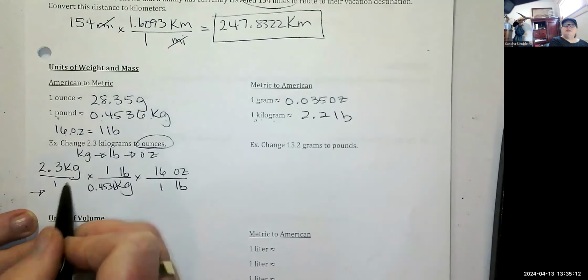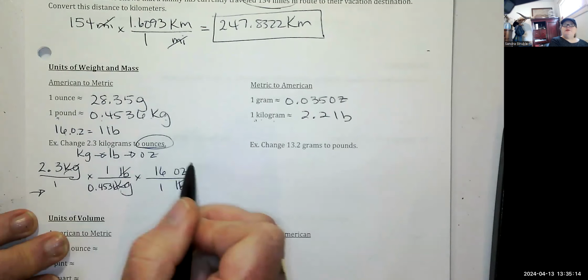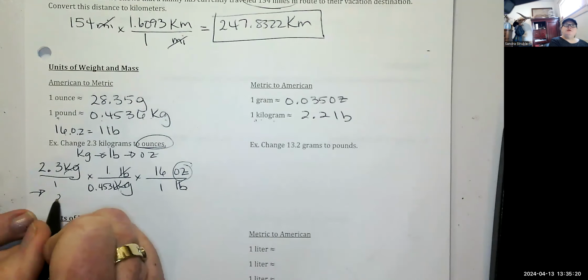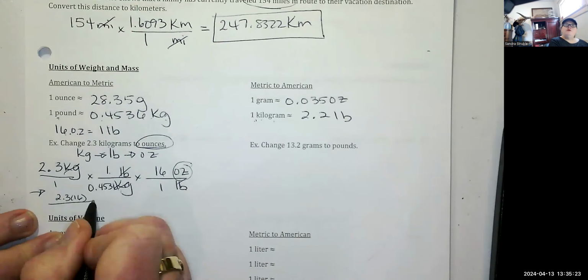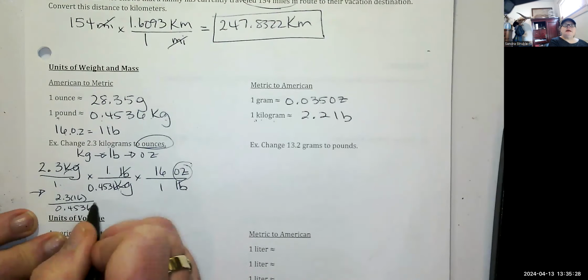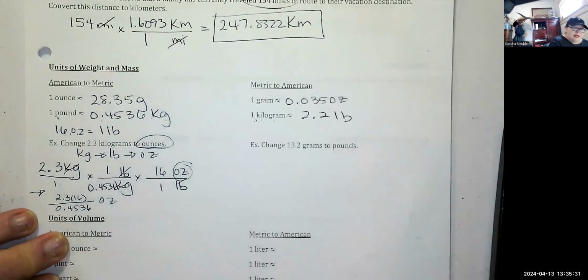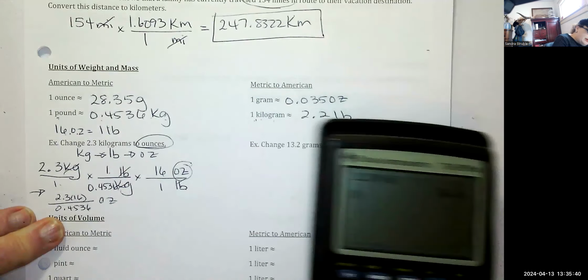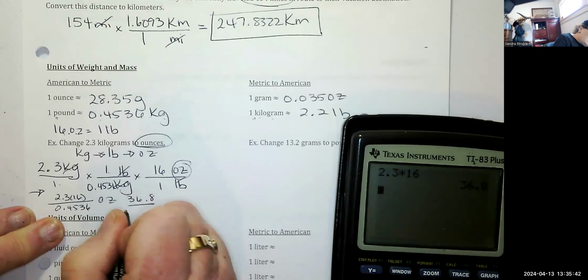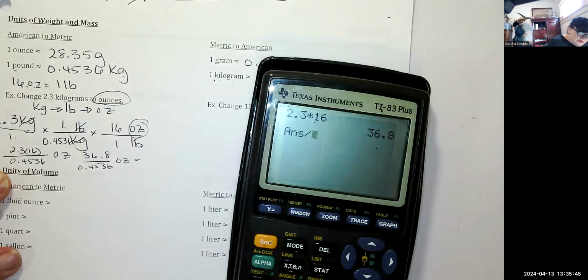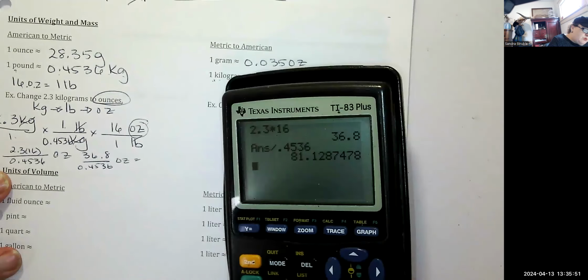Now I can multiply straight across. Kilograms are gone, pounds are gone, left with the ounces. Golden. 2.3 times 1 times 16, so 2.3 times 16 over 1 times 0.4536 times 1, and this is ounces. Let me calculate that out real quick. 2.3 times 16 equals 36.8, over 0.4536. And that divided by 0.4536 is 81.12.